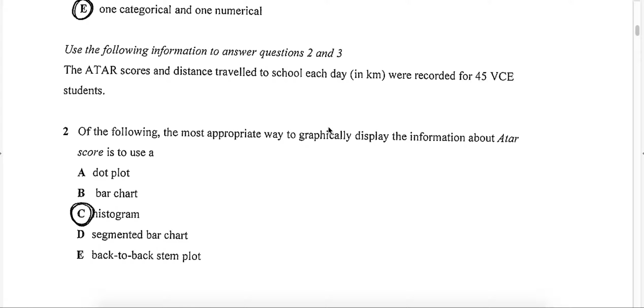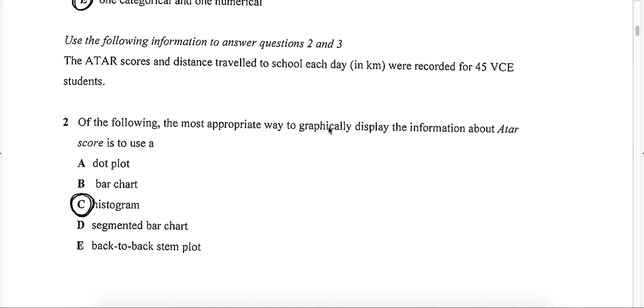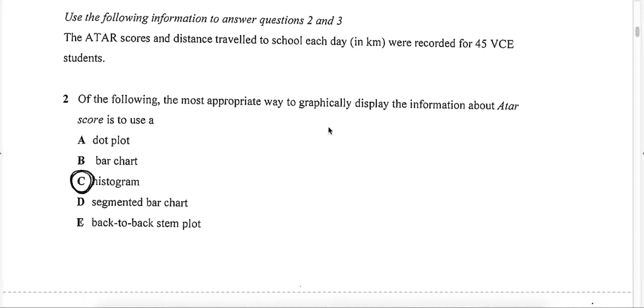For the next one here, we were given again 2 different variables, and this time we were asked which would be the best display. Now the reason a histogram would be the best display is, first, look at the variable that you've got and decide, is it categorical or is it numerical to begin with? Because some of these are for categorical data and some are for numerical. So ATAR score, does it make sense to calculate an average ATAR? Yes, it does. So ATAR is numerical.